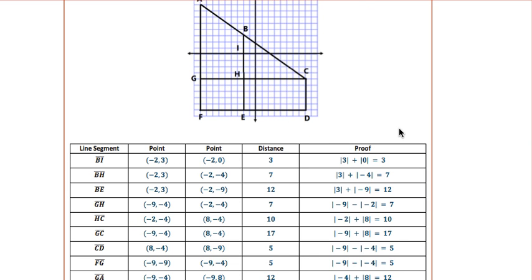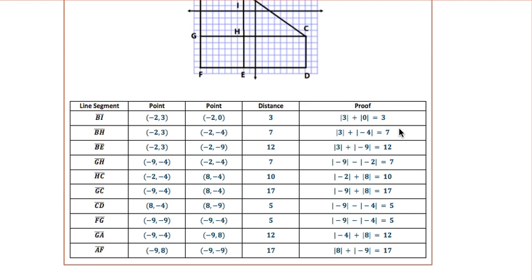And here we have the completed table that goes along with your drawing. Again, make sure that you can name the points with the correct ordered pairs, and you find the distance, of course, by adding if they are on opposite sides of 0 and subtracting if they are on the same side of 0.